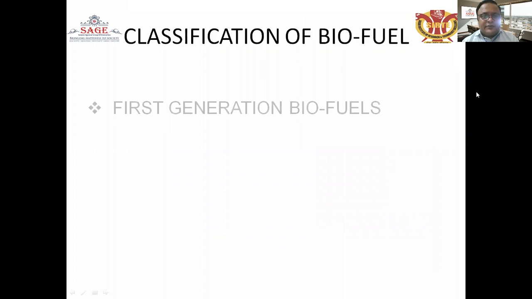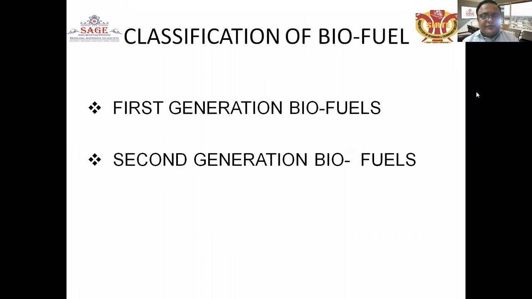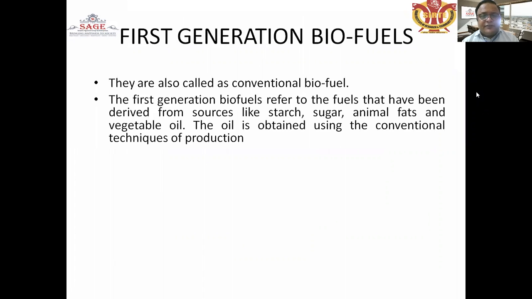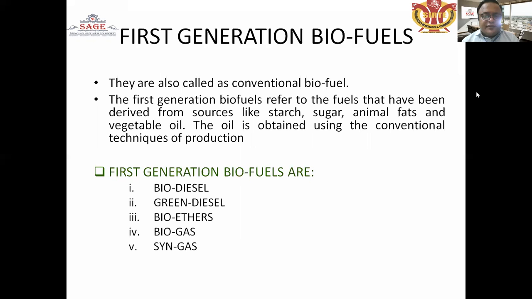Classification of biofuels: first generation biofuels and second generation biofuels. First generation biofuels are also called conventional biofuels. They refer to fuels derived from sources like starch, sugar, animal fats and vegetable oil, and oil obtained using conventional techniques of production.